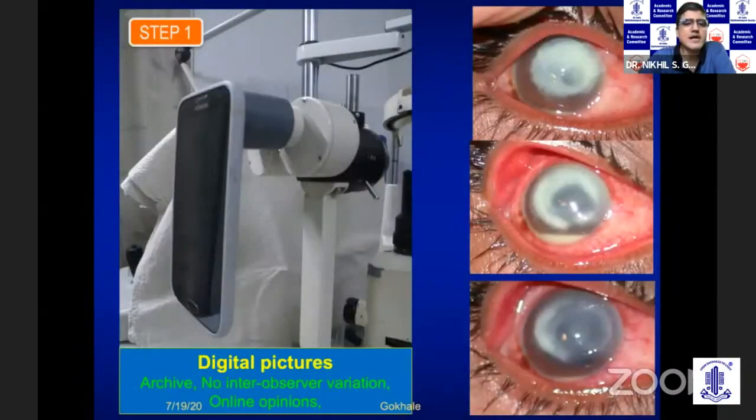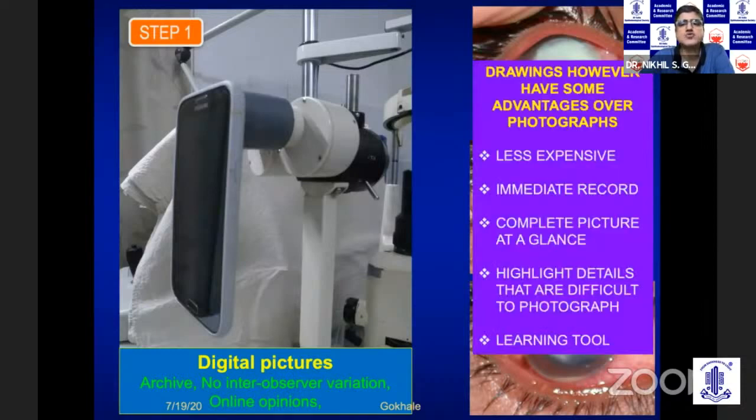We all are now more used to taking digital pictures. Well, this is good. You can archive them, gives you a good record. You can take online opinions, but there are advantages to the handmade drawings, which as a postgraduate, I think is very essential because it's a learning tool.